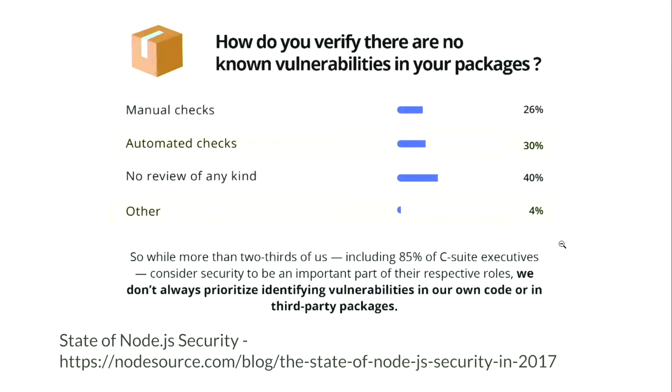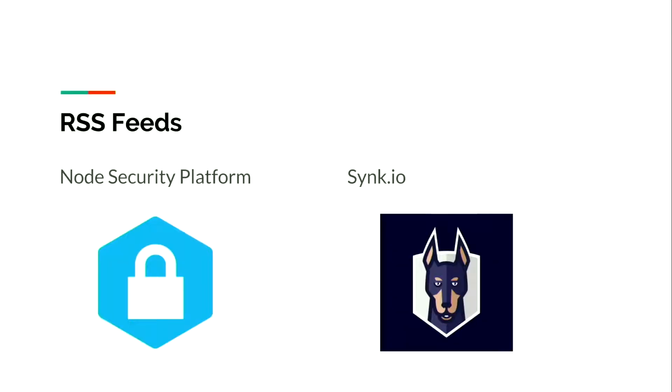So, again, there are ways out there to check for this stuff. Where do you start? Well, you can start with RSS feeds. This is more of a manual type of check. You have the Node Security Platform for Node, obviously. Both of these services can provide paid services, but they have free RSS feeds.